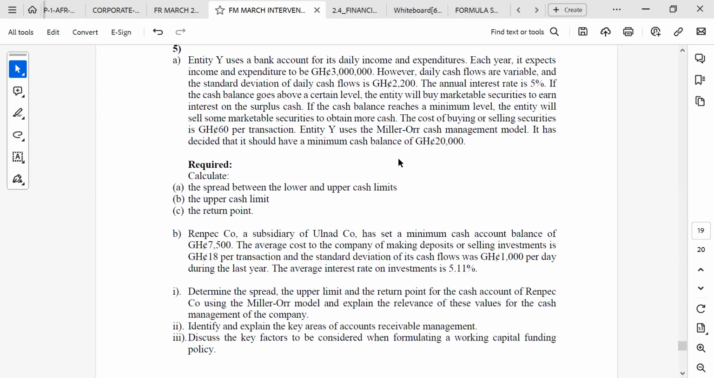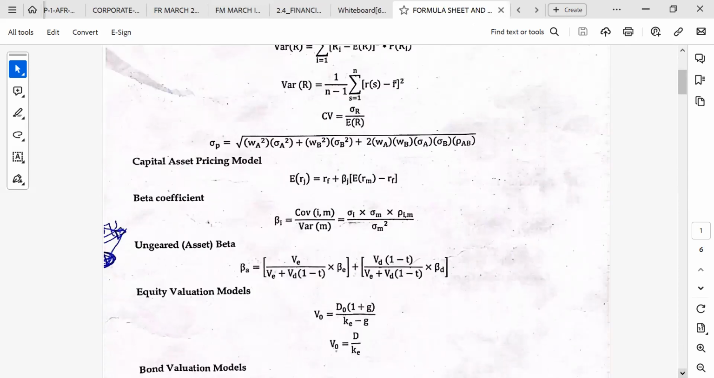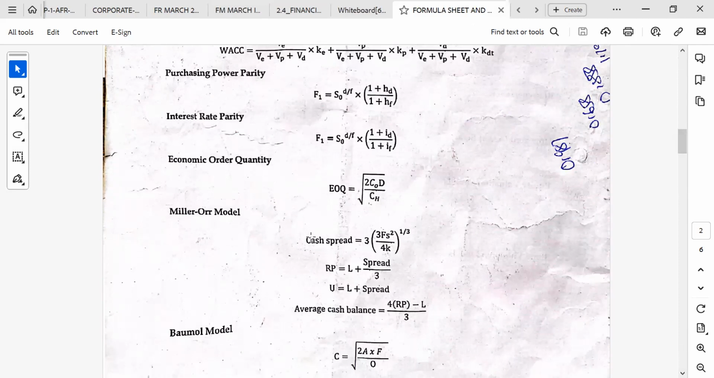The annual interest rate is 5%. If the cash goes above a certain level, the entity will buy marketable securities to earn interest on the surplus cash. If the cash balance reaches a minimum level, the entity will sell some marketable securities to obtain more cash. The cost of buying or selling is what? 60 per transaction. I won't use my own formula, but I will use the formula on the formula sheet so that if you go to the exam and see a question, you will be able to use it. Okay. What is the spread? On the formula sheet, what is the spread over here?